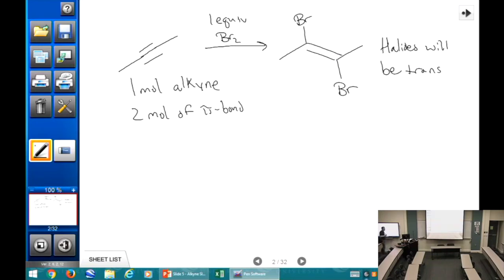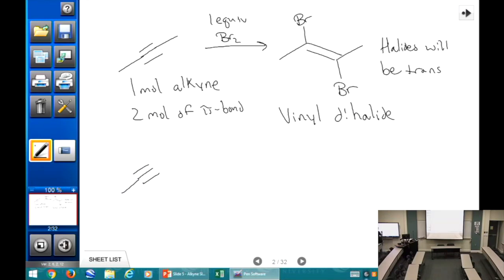When you make the vinyl dihalide, so this is a vinyl for double bond, dihalide because you have two halides. When you make your vinyl dihalide, your halides will be trans to one another. They will be on opposite sides of the double bond.